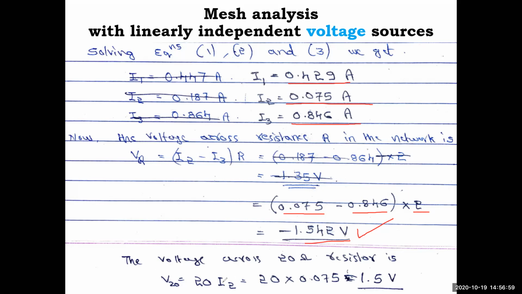So then you need to consider what that is. 20 is the resistor value and current is I2 in that branch. 20 into 0.075, you'll get plus 1.5 volt. Okay, so this is how we solve the problems using mesh analysis. And this is a DC network and there are only independent voltage sources, so we will use the calculator and solve it. Okay, so we'll see now the second variety in mesh analysis.